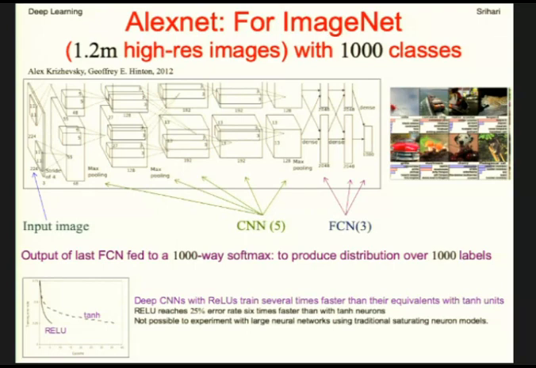So those all saturate, and ReLU does not saturate. The point they made is that deep CNNs with ReLU are trained several times faster than the equivalents with tanh units. ReLU reaches a 25% error rate 6 times faster than with tanh neurons. It's not possible to experiment with large neural networks using traditional saturating neuron models, right?